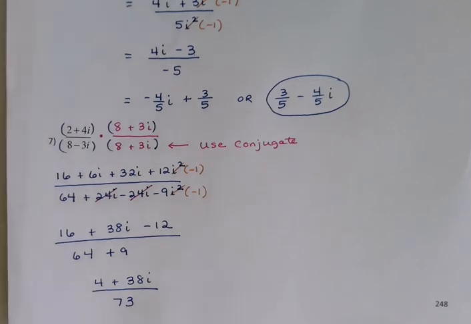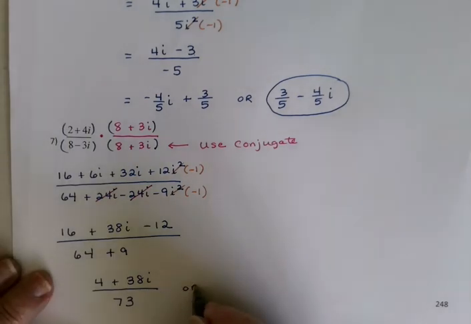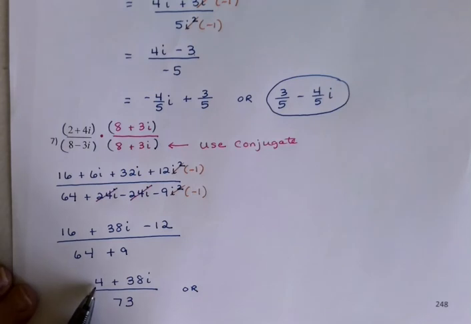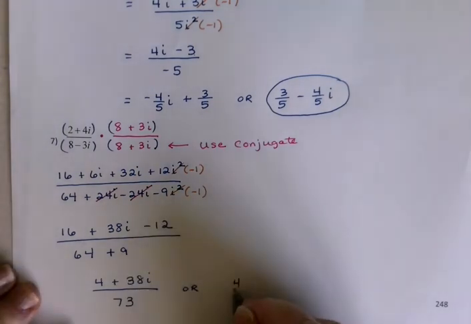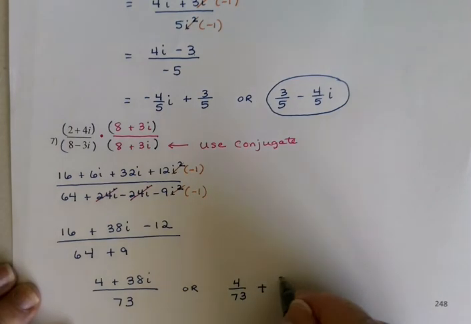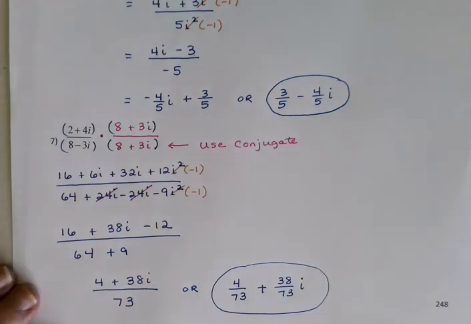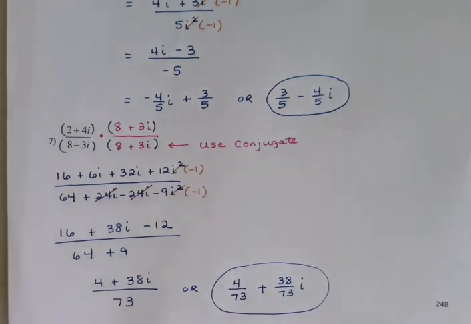Again, everything's nice and simplified, but it's not yet in the format that we typically write or we want to write our complex numbers. We want to separate the real from the imaginary part. So I'm going to rewrite this as 4/73, the real part, plus 38/73 i, the imaginary part. And that's how you'd give the final answer on that one. All right, this brings us to the end of 4.13 and also to the end of the course pack.